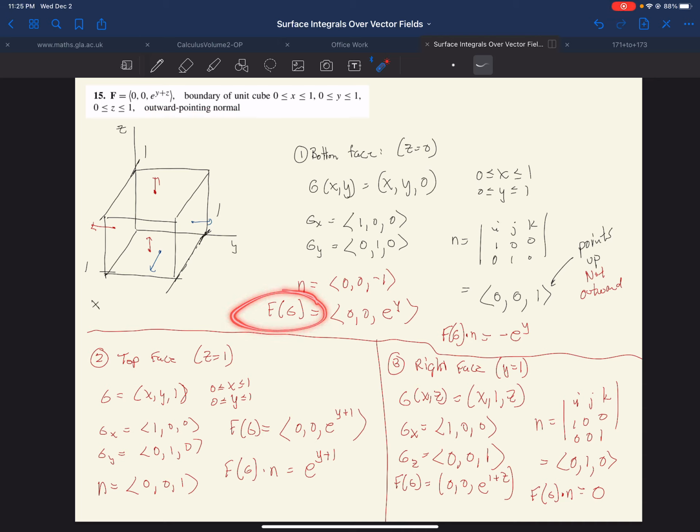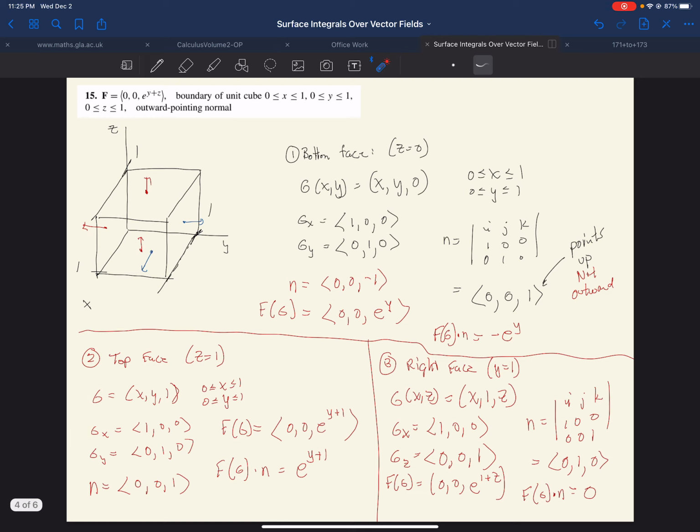Then I feed my parameterization into the vector field. Well, the vector field is always 2 zeros first, and then whatever the y and the z are. So then this is y plus 0. It'll just be e to the y. Then when I dot these two, I get 0 times 0 plus 0 times 0 plus negative 1 times e to the y. That will be negative e to the y. Now when I'm done, I'm going to integrate this function with those limits right there. But we're going to put that on pause for a second. So that's just the bottom face.